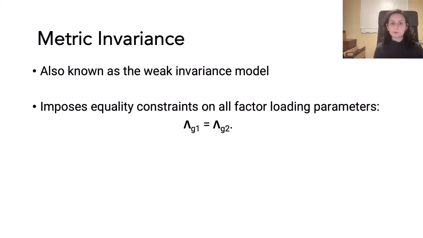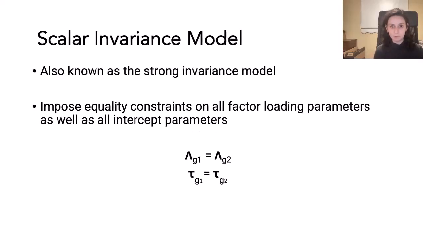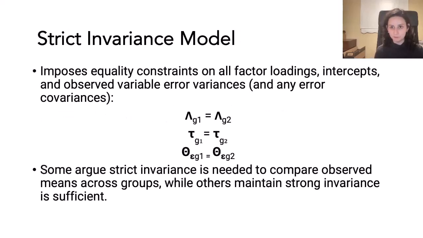Metric invariance is also known as weak invariance, and that imposes equality constraints on all the factor loading parameters. So lambda G1 is equal to lambda G2. Scalar invariance is also known as strong invariance, and it imposes constraints on all factor loading parameters as well as all intercept parameters. So in addition to lambda G1 equaling lambda G2, tau G1 is equal to tau G2.